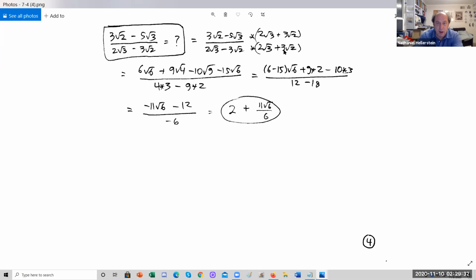And this times this, well, 2 root 3 squared is 4 times 3, which is just 12. 3 root 2 squared is 9 times 2, which is 18. So, in the upshot, let's clean this up and you get minus 11 root 6 plus 18 minus 30, which is minus 12. This is 2 minus 12 minus 18, which is negative 6. Okay, and after some cancellation and division, you get 2 plus 11 root 6 divided by 6.